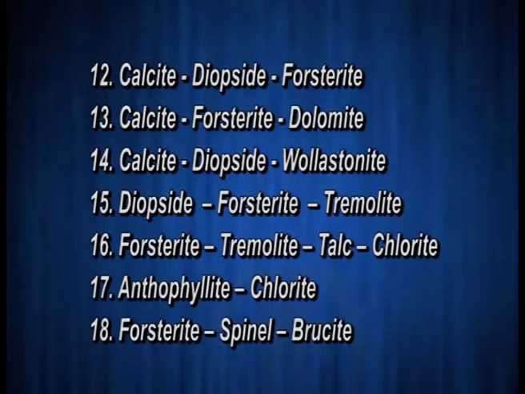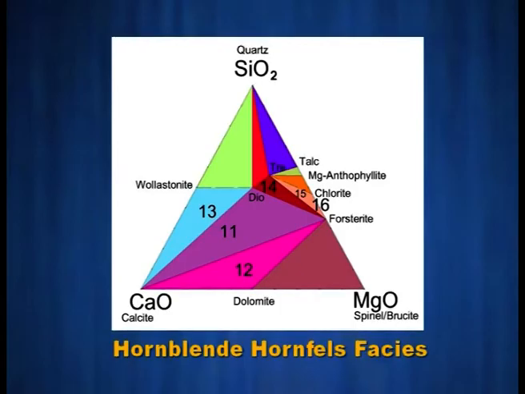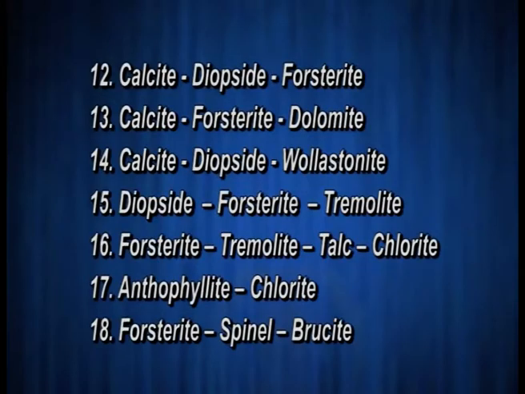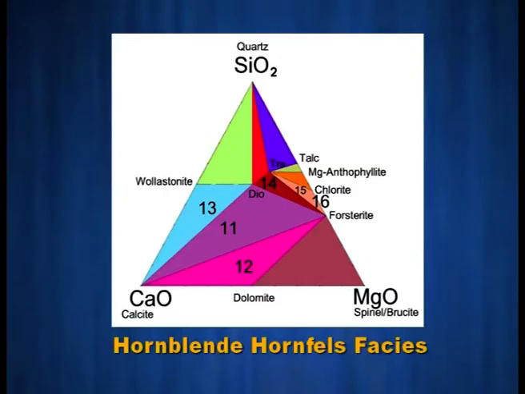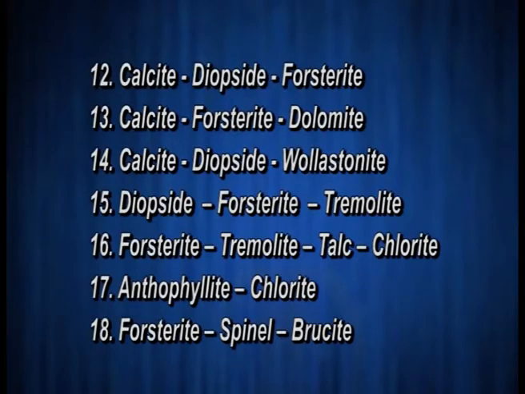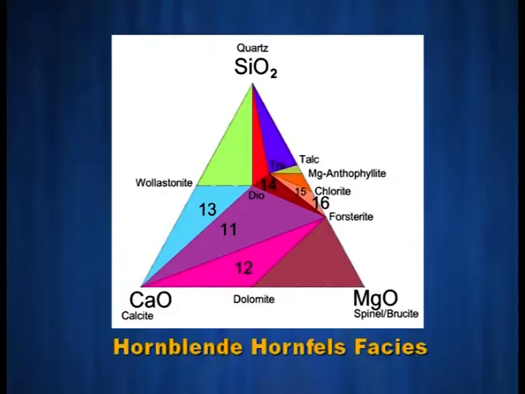Now, next important assemblages are silica deficient assemblages, which are calcite, diopside, forsterite; calcite, forsterite, dolomite; and calcite, diopside, wollastonite only at maximum temperature of this facies; and diopside, forsterite, tremolite; forsterite, tremolite, talc, chlorite; anthophyllite, chlorite; and forsterite, spinel, brucite.